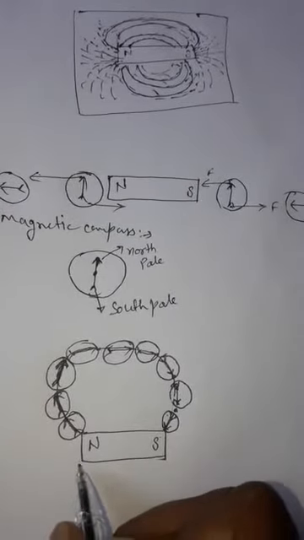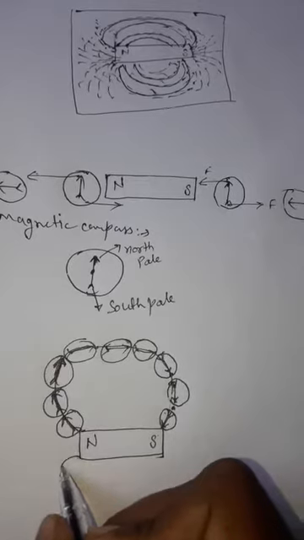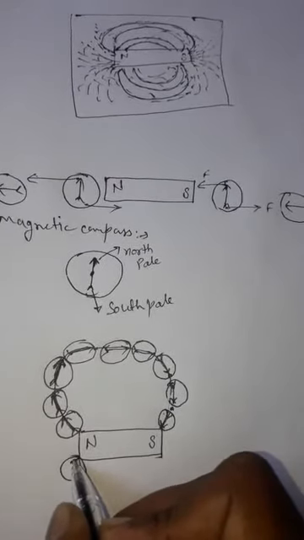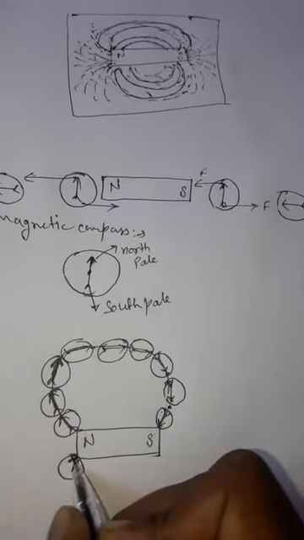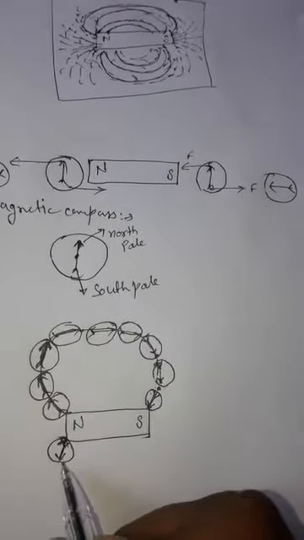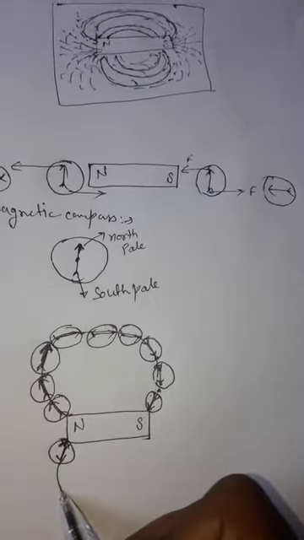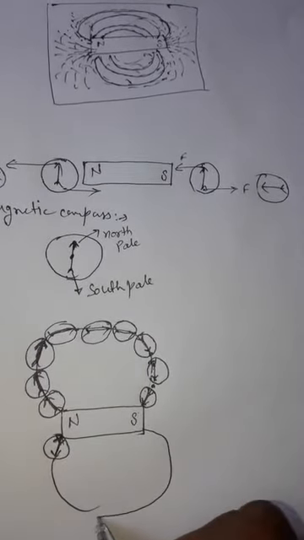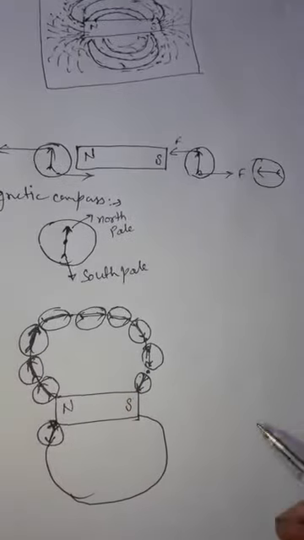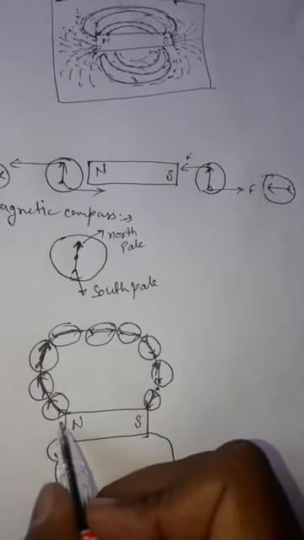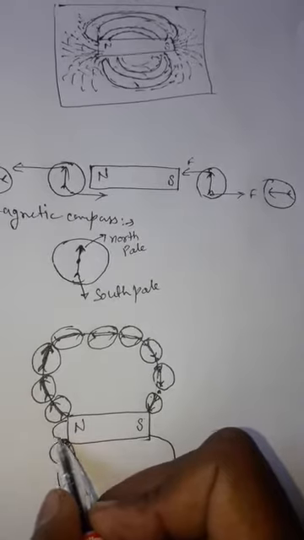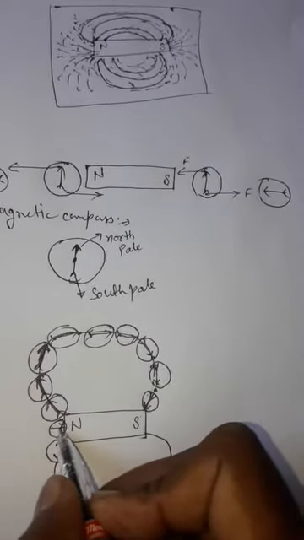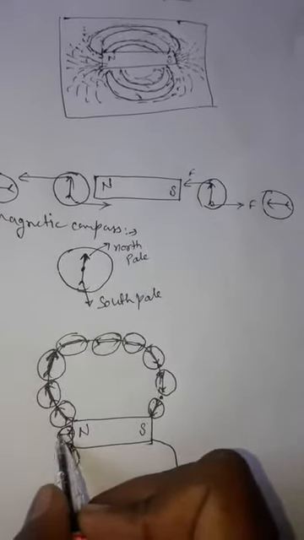Say if we place it here, then again the line should be like this, and joining all these dots, we get a symmetrical line like above. Similarly, if we place the needle here, at some other place, then we get a line like this.